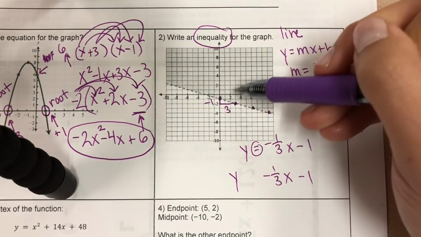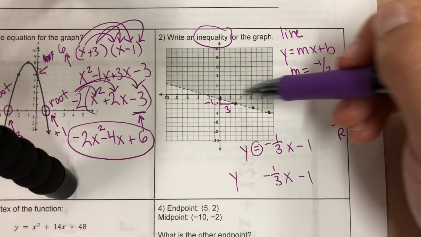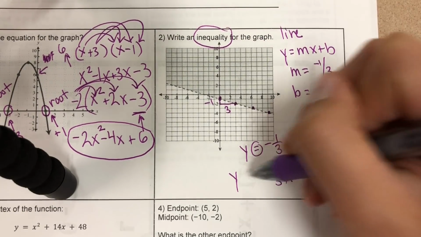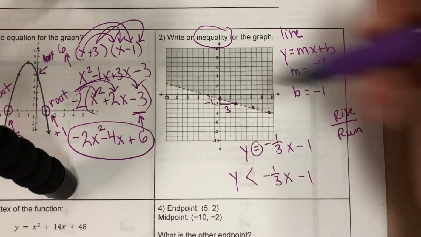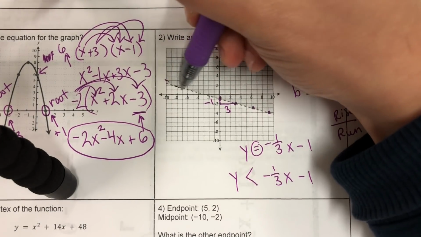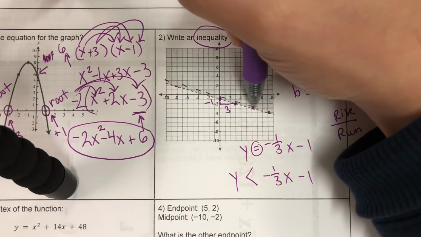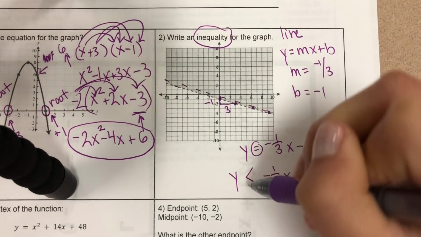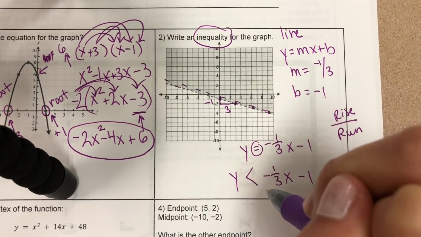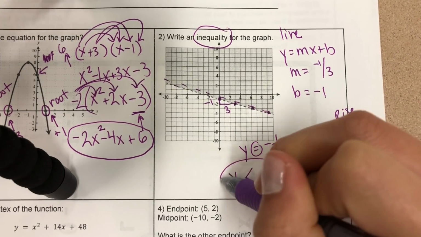Now, the shaded region are my possible solutions, so I know it is above the line, so this is greater than. And then because this is a dotted line, I know that my solutions cannot be on this line, so it is not greater than or equal to, it is just greater than.